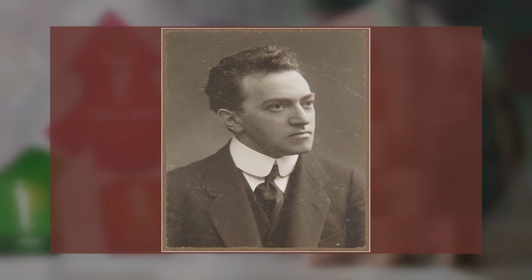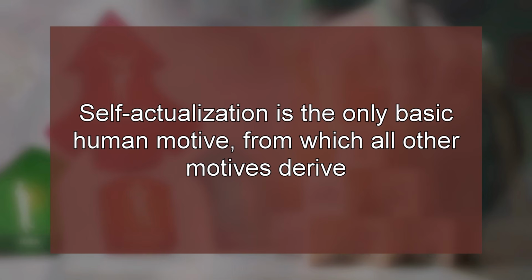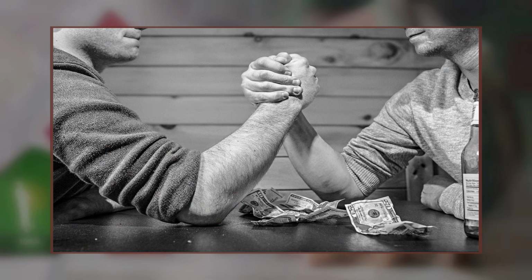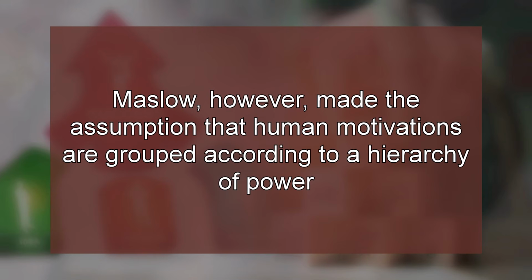Self-actualization is the only human motive from which all human motives derive. According to Goldstein's organismic view of human motivation, self-actualization is the only basic human motive from which all other motives derive. Special manifestations of the fundamental inclination to realize oneself include hunger, thirst, the need for knowledge, reputation, and other social motivations. Maslow, however, made the assumption that human motivations are grouped according to a hierarchy of power.